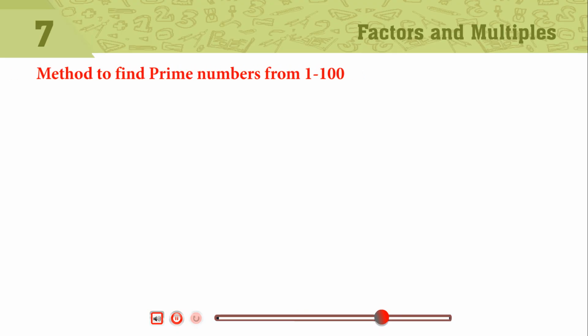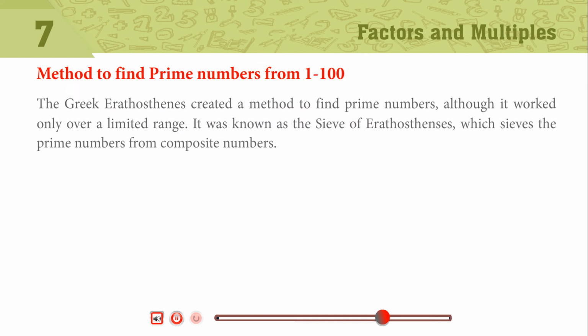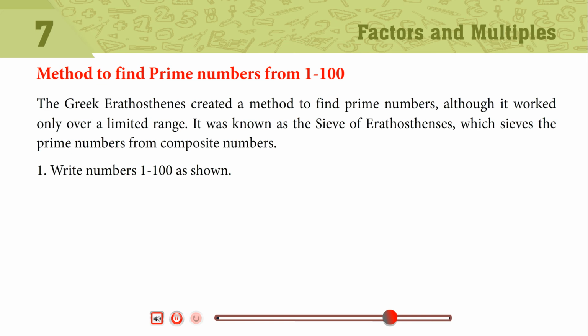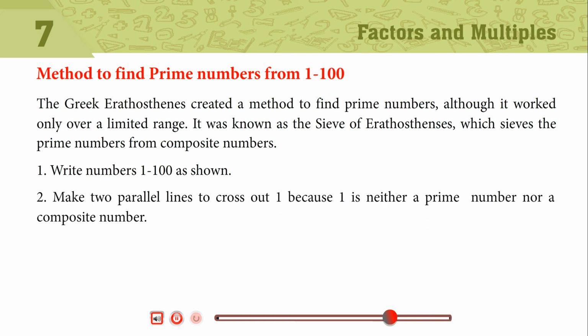Method to find prime numbers from 1 to 100. The Greek Eratosthenes created a method to find prime numbers, although it worked only over a limited range. It was known as the sieve of Eratosthenes, which sieves the prime numbers from composite numbers. Write numbers 1 to 100 as shown. Make two parallel lines to cross out 1 because 1 is neither a prime number nor a composite number.